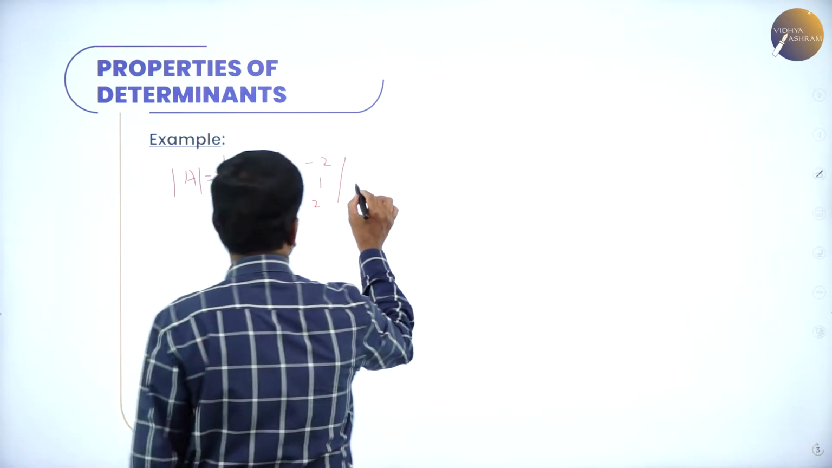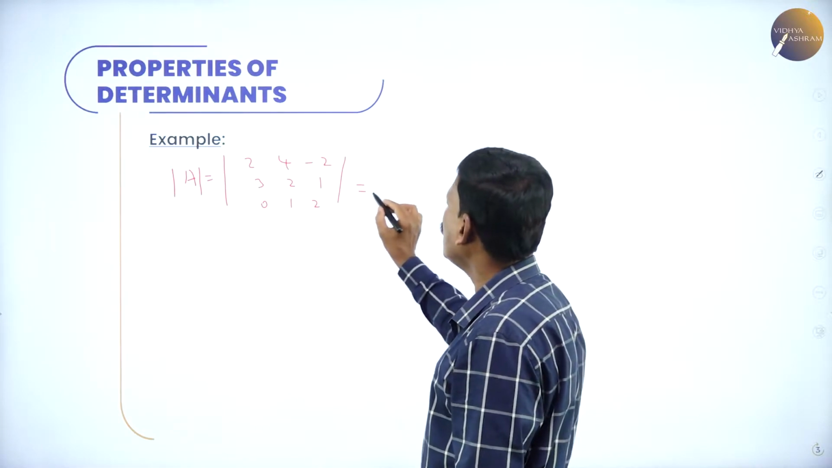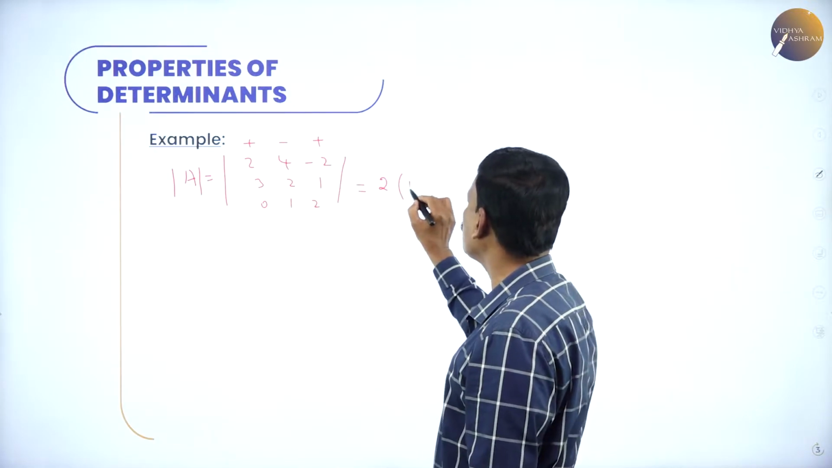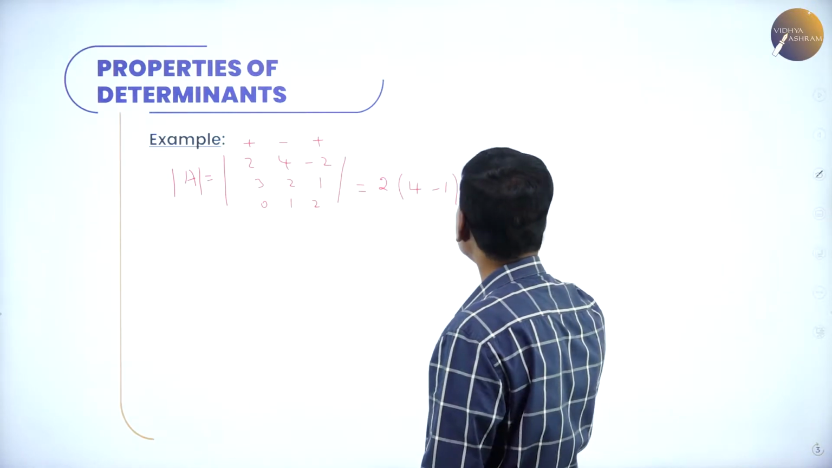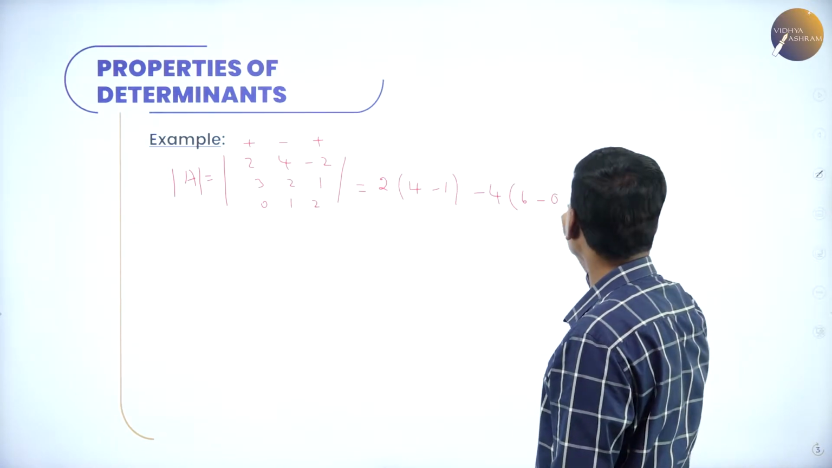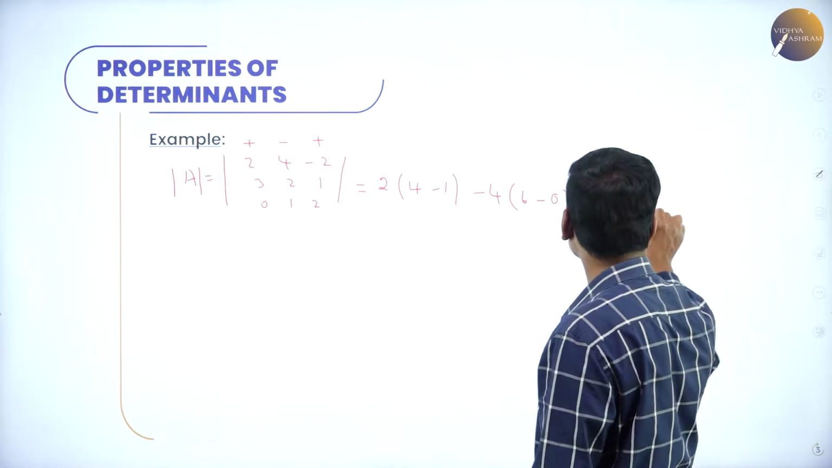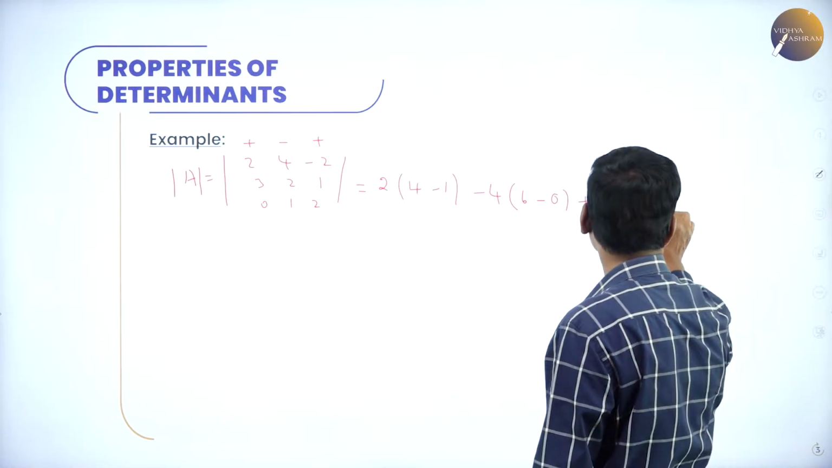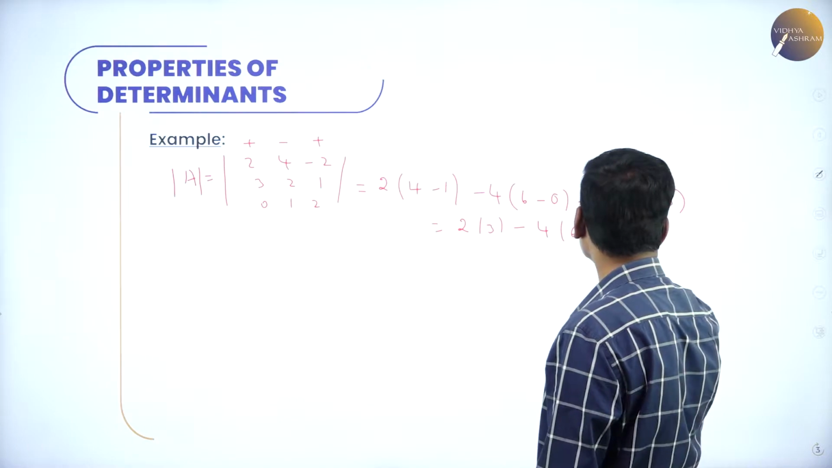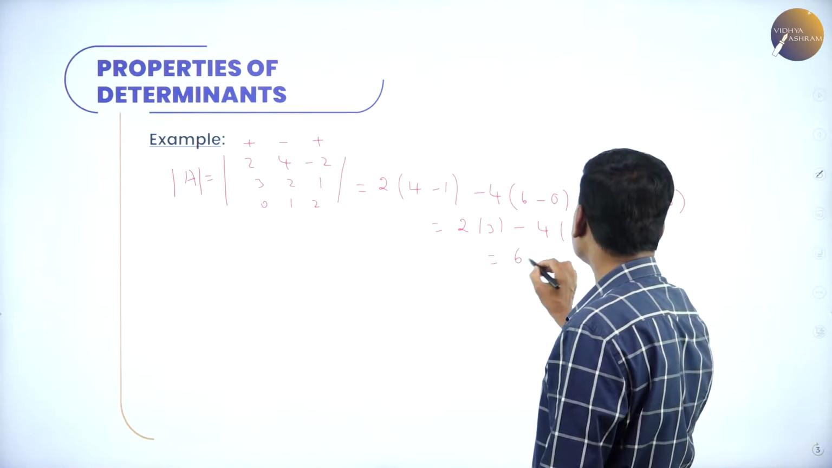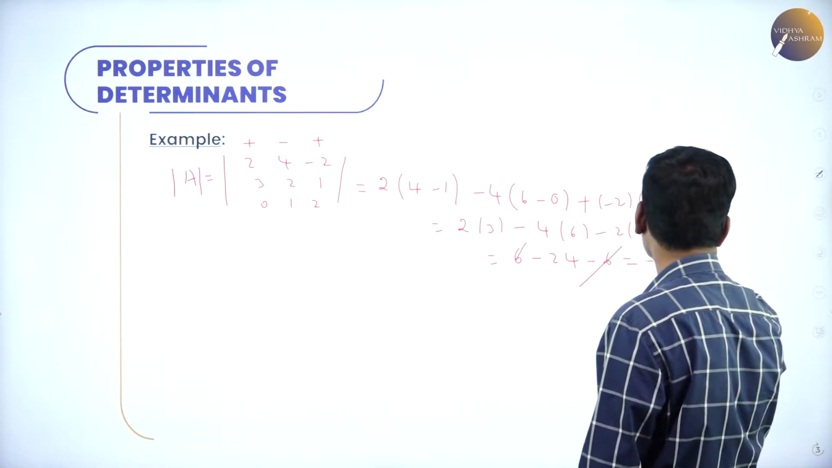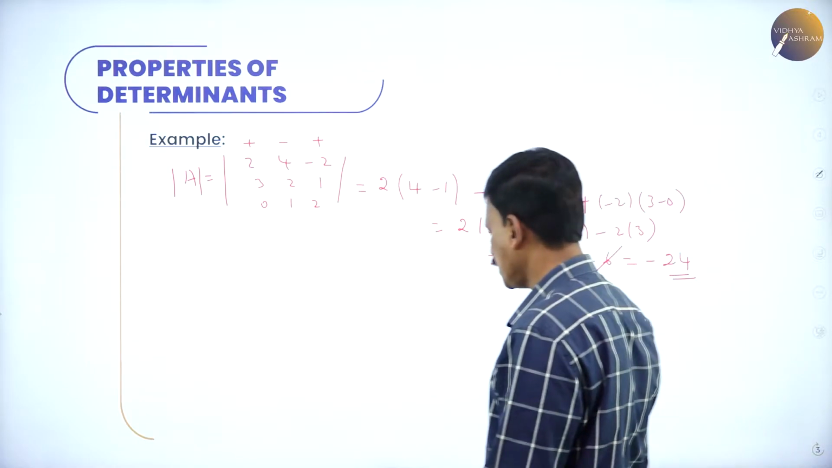Now just find out the value of this determinant. The value is plus, minus and plus: 2 into, it is gone, 2 times 4, minus 1, minus 4 into, delete the row and column containing this, 3 times 6, minus 0, plus into minus, it is minus 2 into, this is gone, 3 ones are 3, minus 0. So this is 2 into 3, minus 4 into 6, minus 2 into 3. 6 fours are 24. Minus 6 plus 6 gets cancelled, and you will get the simplified answer as minus 24.